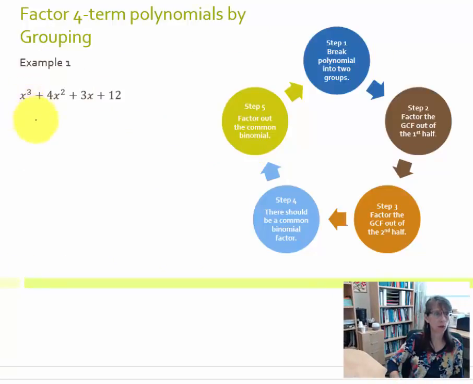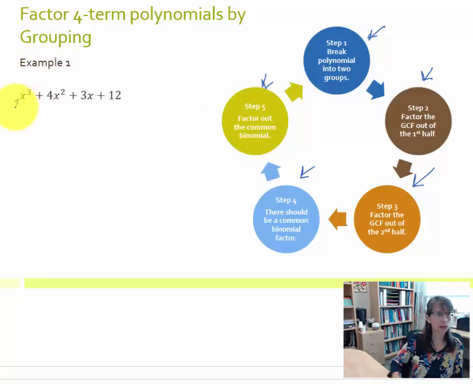Notice here we have 4 terms to work with. So the first step is to break the polynomial into 2 groups. From there, we'll use our greatest common factor technique on the first group, and then we'll use greatest common factor on the second half or second group. Step 4, we should notice a common factor in the binomial portion. And once we do that, we'll be able to factor out that greatest common factor to completely factor the polynomial.